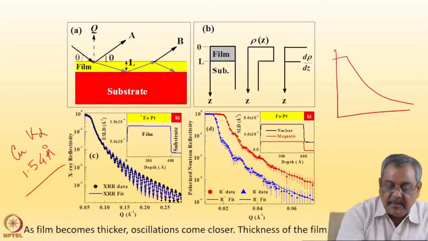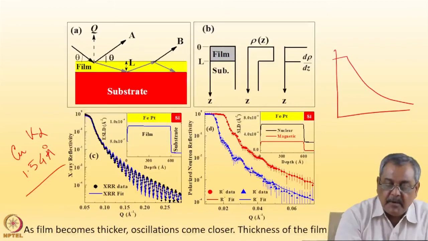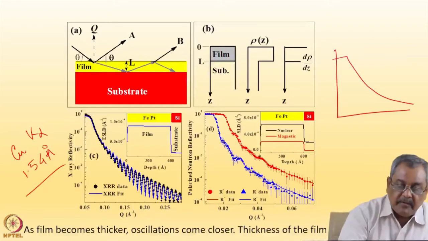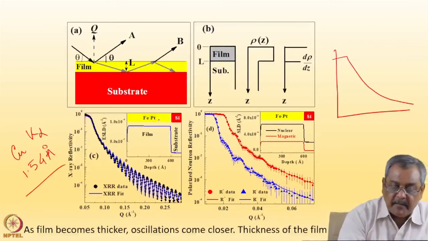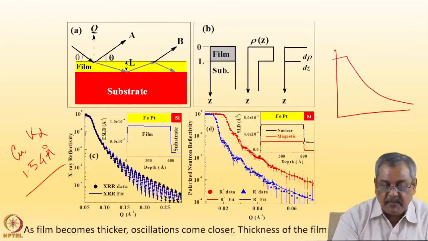So this is a schematic of the film of iron platinum, where the film is of finite thickness, and this is deposited on a silicon wafer, the silicon substrate. You can see the finite thickness of the film actually gives you these Kiessig oscillations, and from the fitting of this whole data you get the thickness of the film.